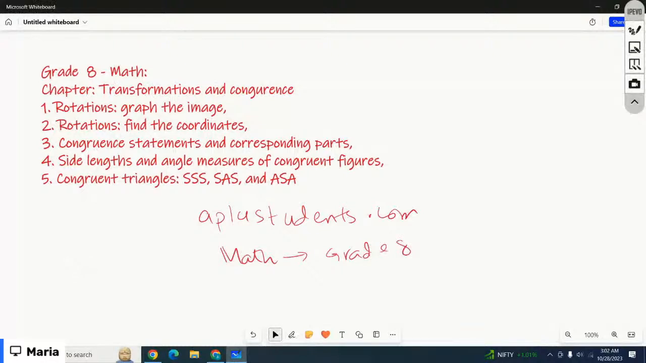Scroll down to grade 8 and then click on view all lessons. There you can find a list of the chapters. We're going to start with the chapter transformations and congruence. The lessons we're going to cover are rotation, graph the image; rotation, find the coordinates; congruence statements and corresponding parts; side lengths and angle measures of congruent figures; and congruent triangles SSS, SAS and ASA, right?